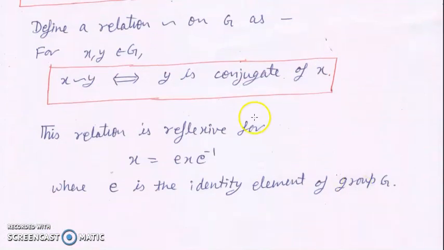Now let us define a relation on G: two elements X and Y of G are said to be related. So X is related to Y if Y is conjugate of X. We will see that this relation is an equivalence relation. So let us first see that this relation is reflexive. Because X can be written as exe inverse, where e is the identity element of the G, this relation is reflexive.